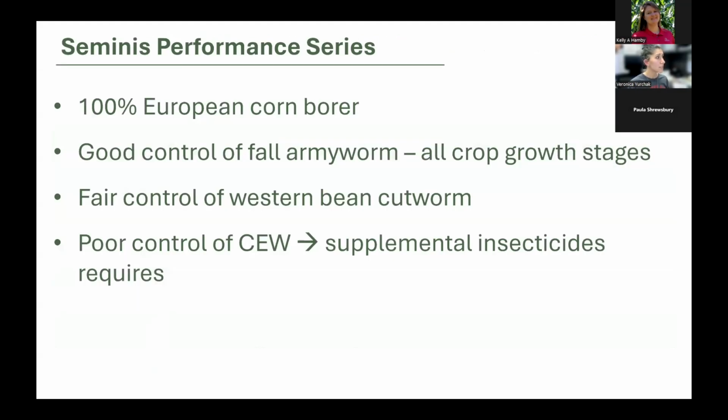When it comes to the other sweet corn pests, there is still 100% control of European corn borer, again in most regions. The Performance Series do offer better control of fall armyworm now at all crop growth stages compared to the Attribute, and slightly better control of western bean cutworm. But when it comes to corn earworm, the Performance Series really don't work very well anymore. So you are going to need a similar spray schedule as with a non-BT.